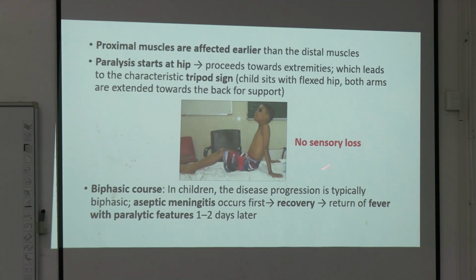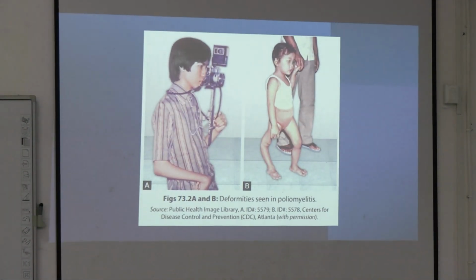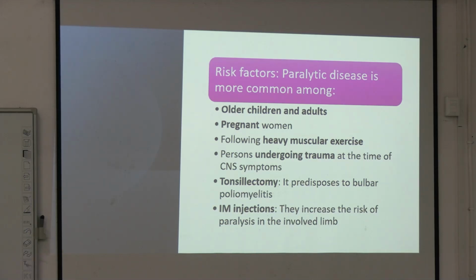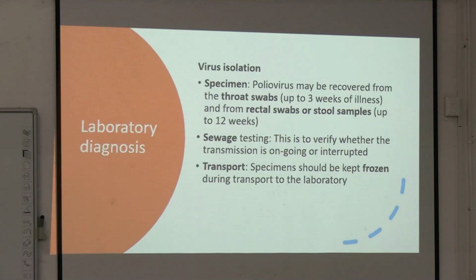But one very important thing is that only motor functions are lost, no sensory functions are lost. Sensory functions are intact, so the patient can feel, that is not a problem. This is a picture that you will find in the book. Pregnant women, older children and young adults are mostly the at-risk population. Heavy muscular exercise is also a risk. If the patient is undergoing certain procedures like tonsillectomy, where the glossopharyngeal nerve may be affected, that is also a risk factor.